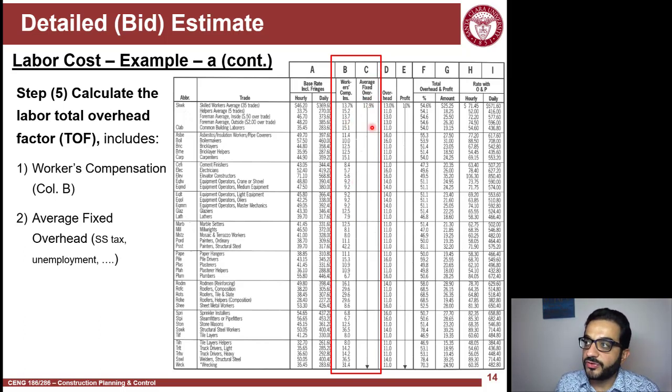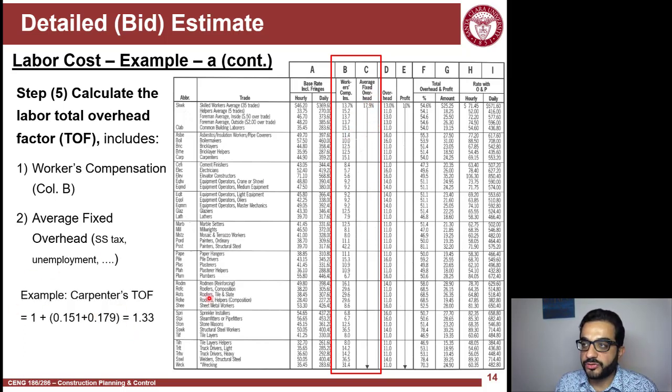And then there's the fixed overhead for all trades. You always pay Social Security, you always pay unemployment. So all of the taxes and fees you pay for your workers. So it's around 18% in this case here. So you add the two values here for every worker trade that you have in the crew.